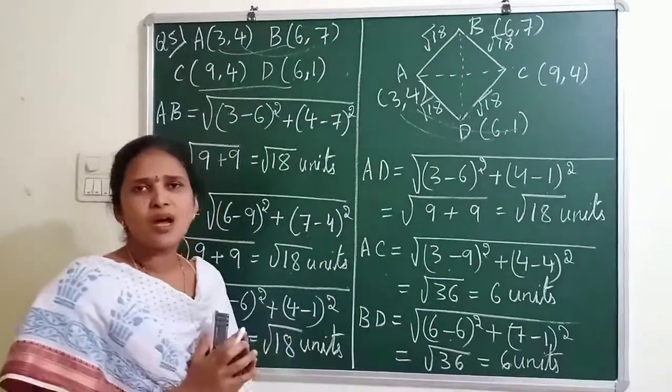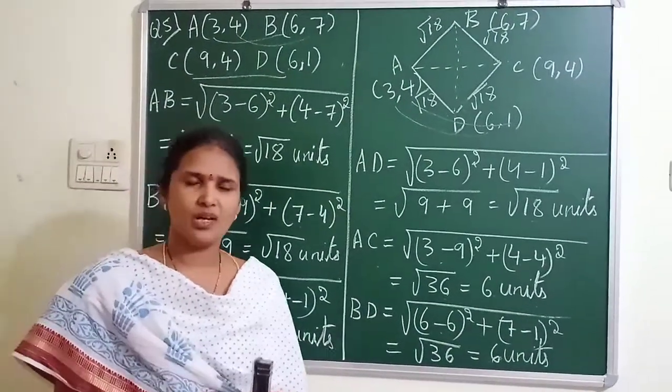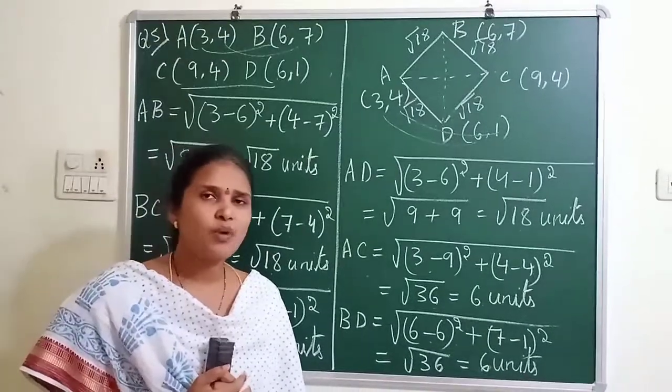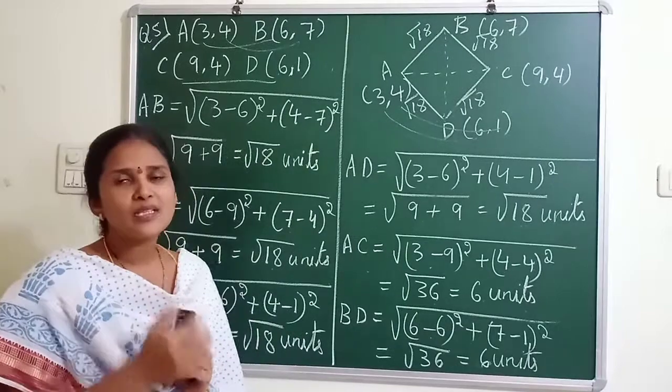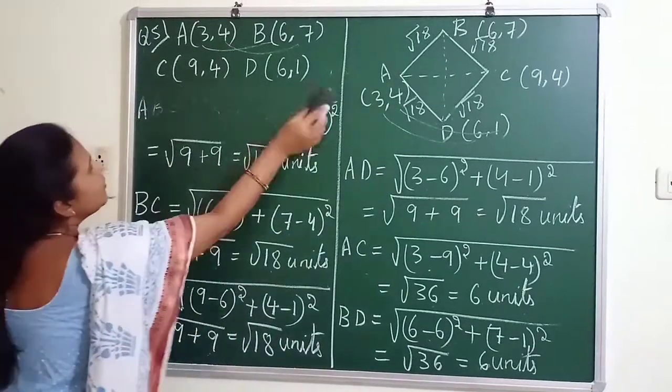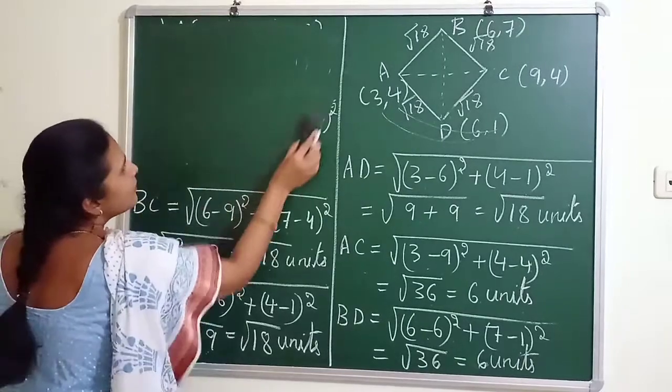From this we can observe we got 4 sides equal and also the diagonals are equal. Then what do you conclude, whether it is a square or a rhombus? Yeah, who is correct? Champa is correct. So it is a square. Therefore, you can conclude like this.